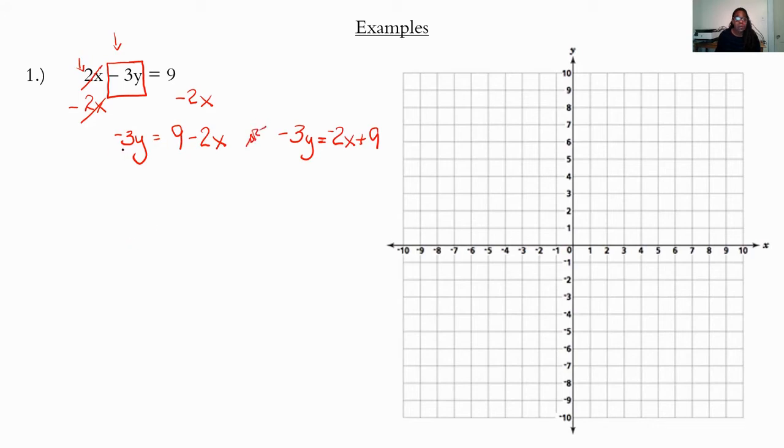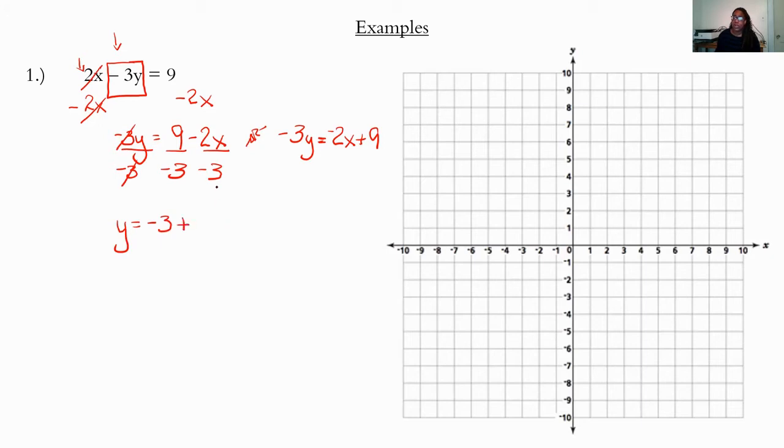So now I want to solve this. In order for me to get y by itself, I need to get rid of the negative 3. Since this is multiplication, I need to divide everything by negative 3. So negative 3 divided by negative 3 gives me 1, in this case 1y. 9 divided by negative 3 gives me negative 3, and a negative divided by negative gives me positive.